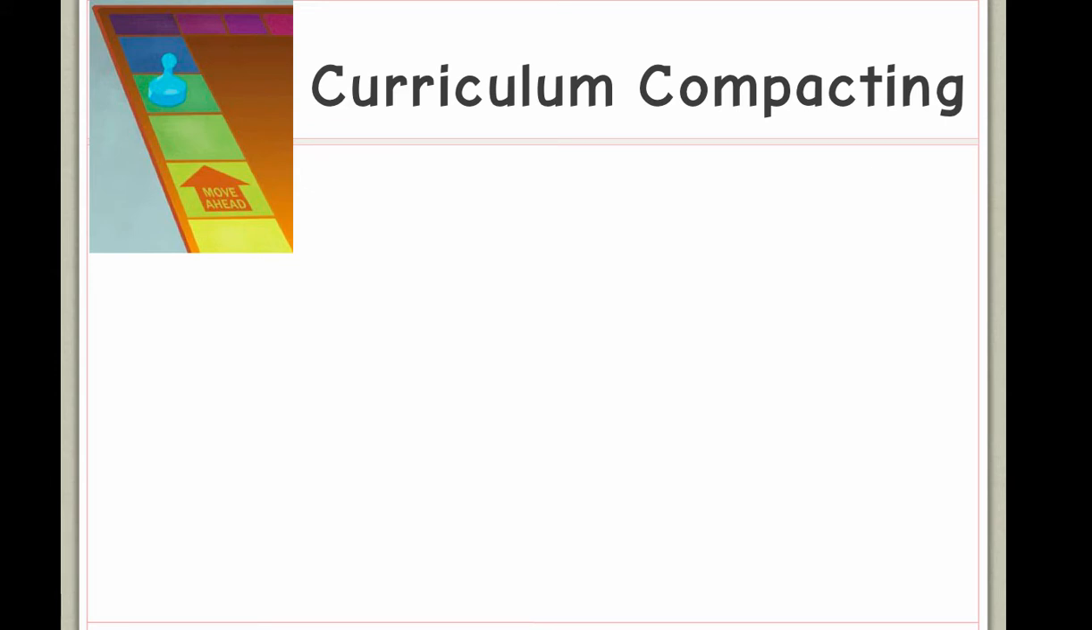I'd like to introduce you to the idea of curriculum compacting. In a classroom where we're not all doing the same thing at the same time, we're basically allowing some students to not do some of the work. And we're allowing students to not do some of the work because they've already mastered it. So here are the steps in which we do it.